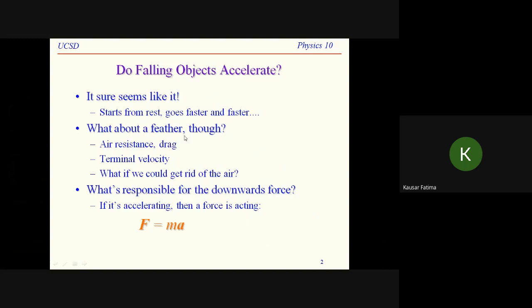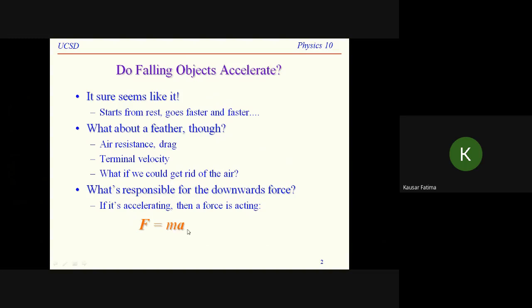And what about the feather? Of course, air resistance acts on this feather. That is why it reaches the terminal velocity, which we studied in our previous video. So if the air is not there, then what will happen?